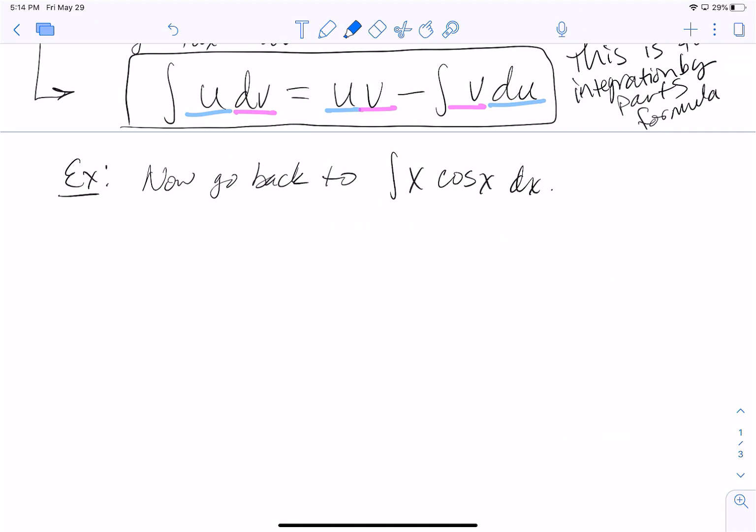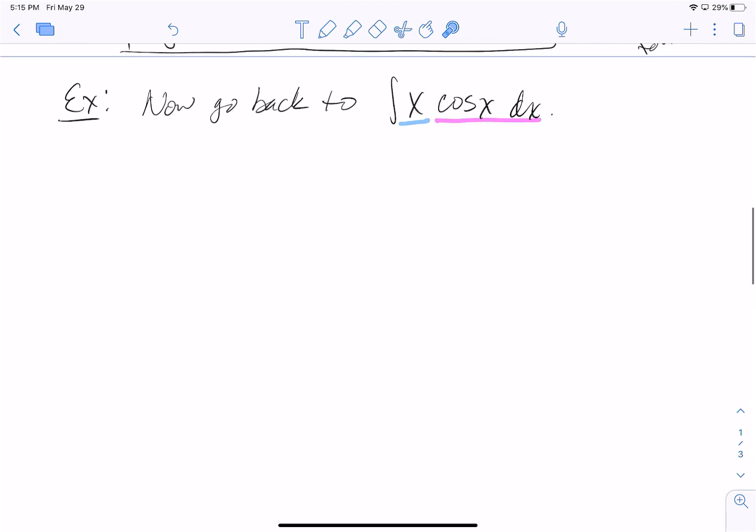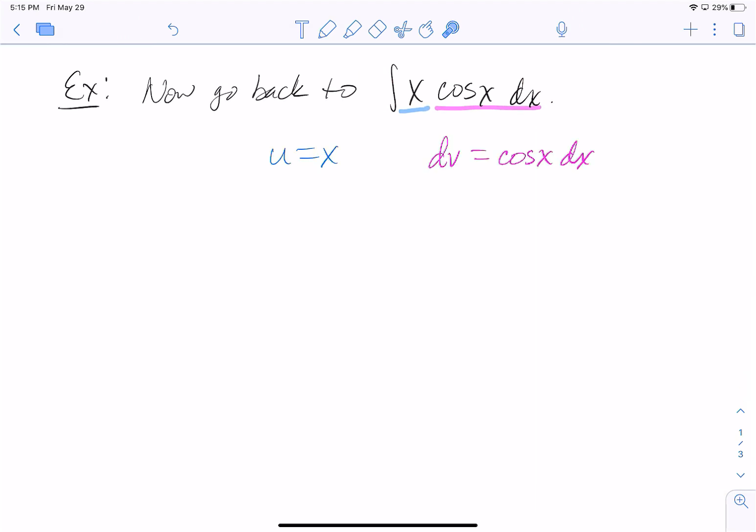In the case of x times the cosine of x dx, I'm going to identify x as u, and that will leave the cosine of x dx as dv. We need to account for everything in the original integrand when making our substitutions. We'll talk a little bit later about how I knew to let x be u and not the cosine of x be u, but for now let's just see how this process plays out.